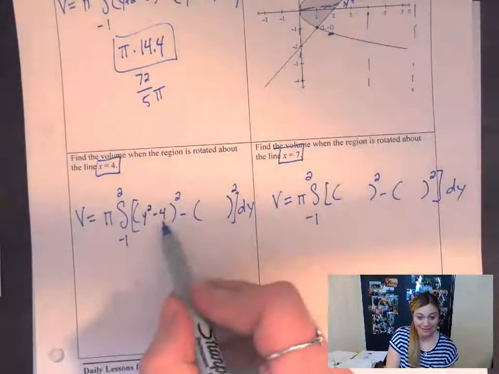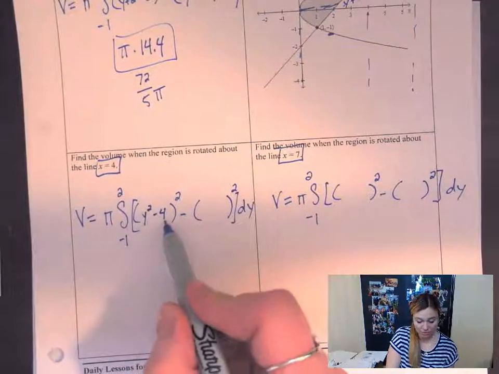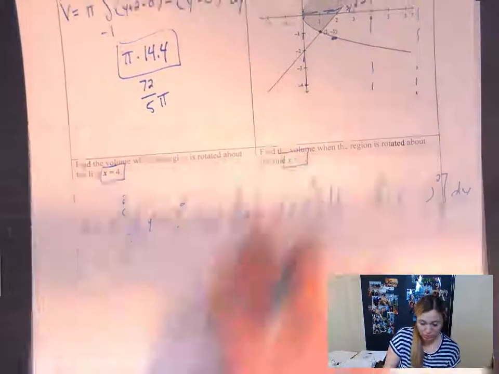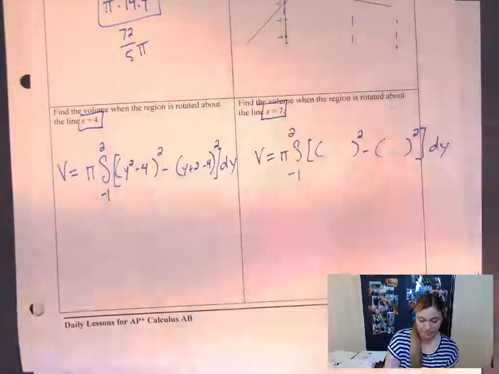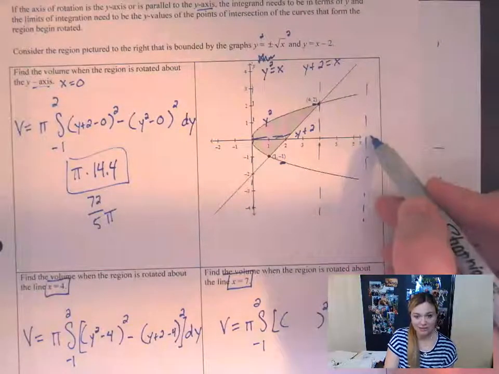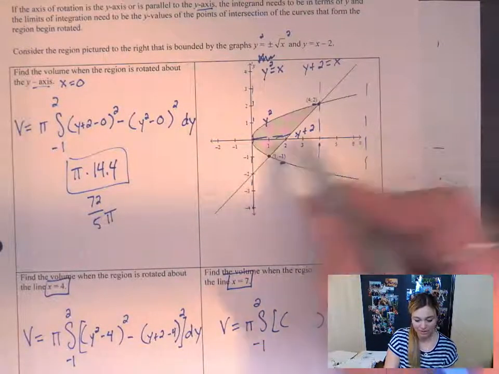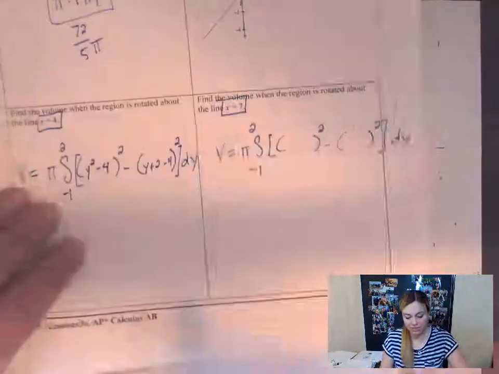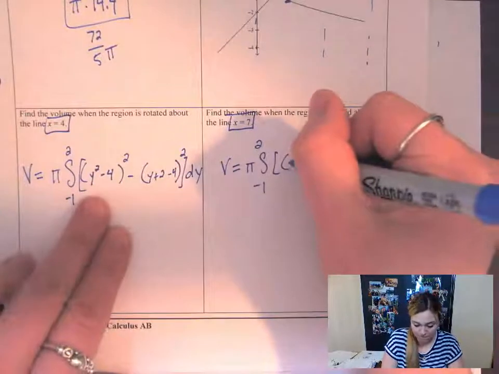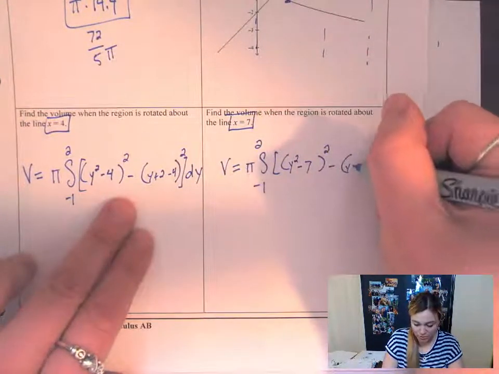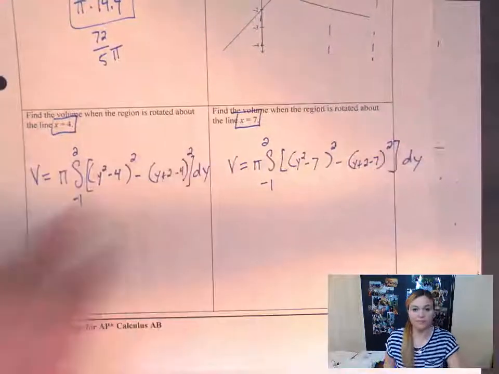Because this is my axis of rotation. So I did my outer minus my axis of rotation. That means y plus 2 is my inner one, minus 4. The only thing that changes here, actually it doesn't change the axis because I've got x equals 7 over here. So this is still going to have the same outer, is still going to have the same inner. The only thing that changes in this one would be, this would be y squared minus 7. And this would be y plus 2 minus 7.